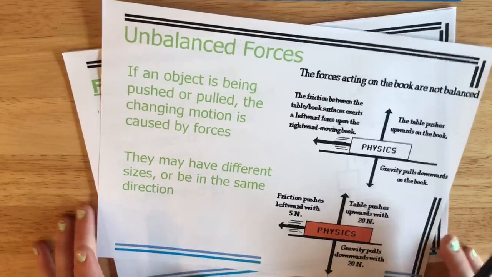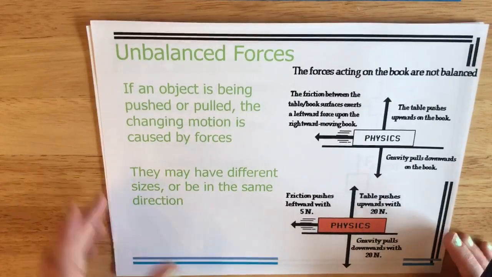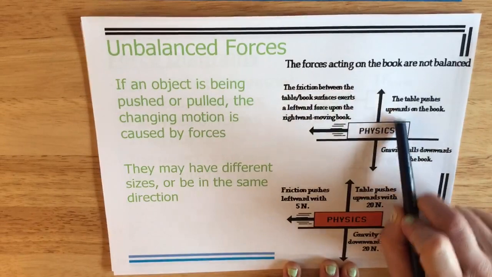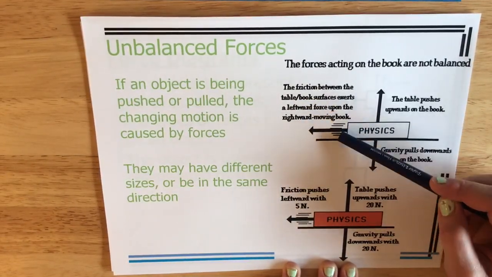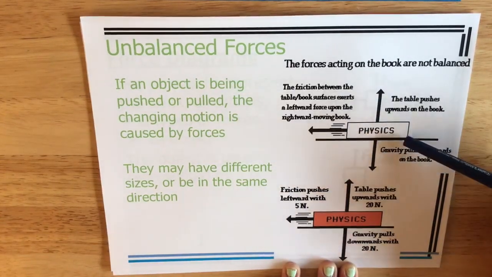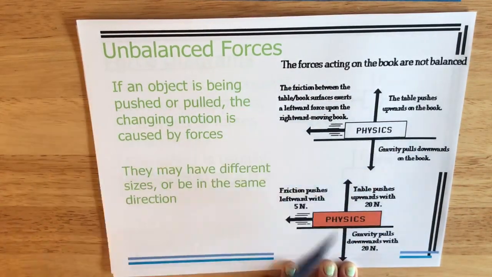Okay. So if the object is being pushed or pulled, the change in the motion is caused by the forces, and we already talked about that. So here you've got gravity pulling down on the book and the table pushing back up. And here we have the friction between the table and the book surfaces. You're pushing this way, but friction is pushing back across the book.